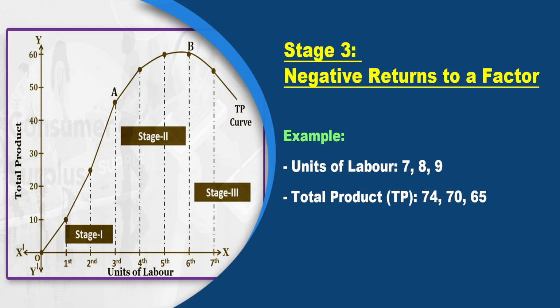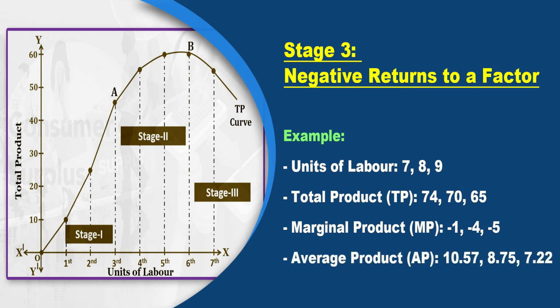As we saw, one of the reasons could be too many workers on a fixed machine or a fixed capital, thus reducing efficiency. Since marginal product by definition is the gap between two successive total product points, here we can see it is negative as the total product is declining. So the marginal product is -1, -4 and -5 for these additional units of labor. Against this, average product is also observed to be declining and the corresponding values are around 10.5, 8.7 and 7.2. So here we can see that the average product is falling.